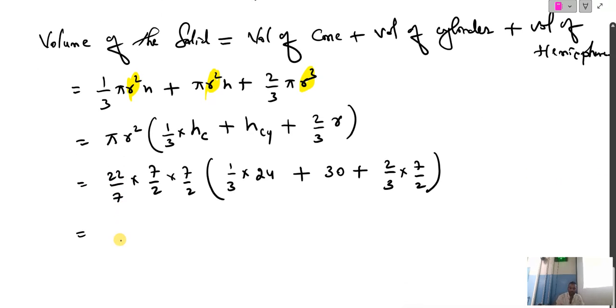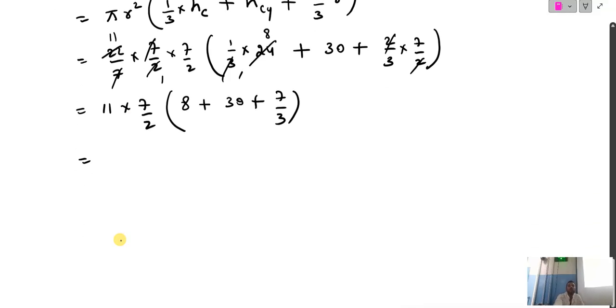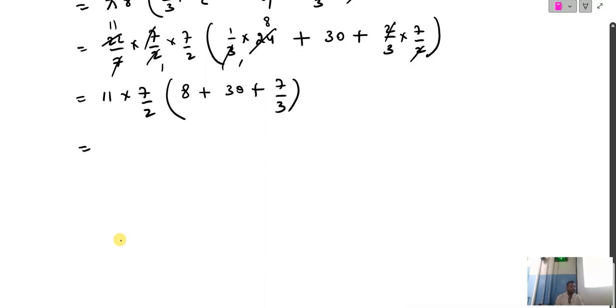Now we can write here, this 7 get cancelled. 2 ones are 2, 11s are 22. Am I right? You write 11 as it is because 2 and 11 doesn't cancel. Keep it as it is. No worries. 11 into 7 by 2. 3 ones are 3. 3 8s are 24. 8 plus 30 plus 2 to get cancelled. Left out is 7 by 3. No, because it is plus. It's not into. If it is multiplied, you have to cancel. Now 11 into 7 by 2.